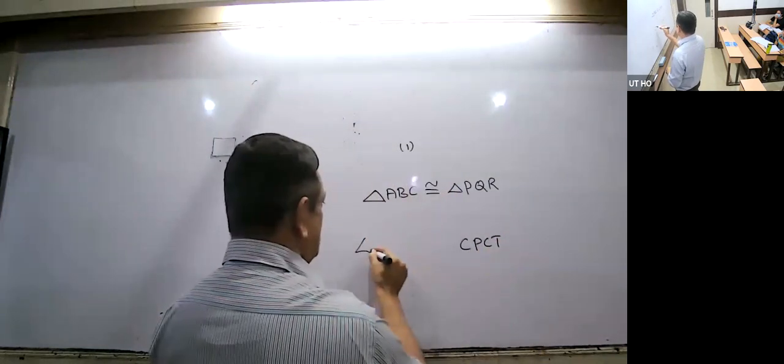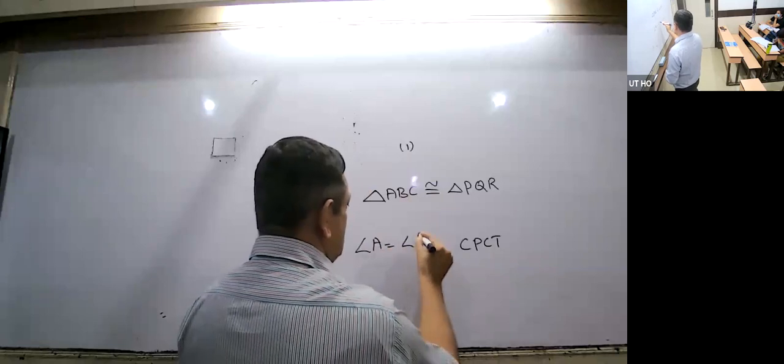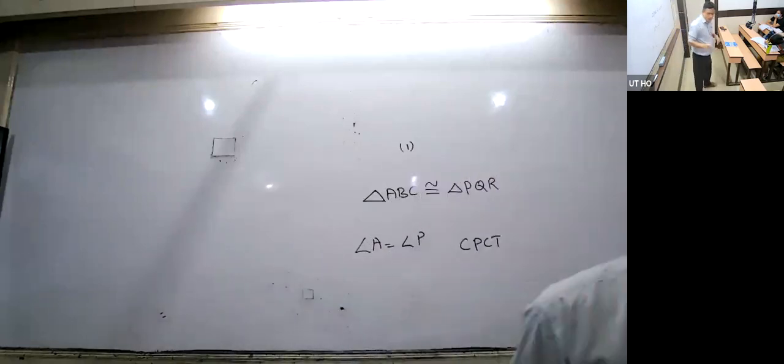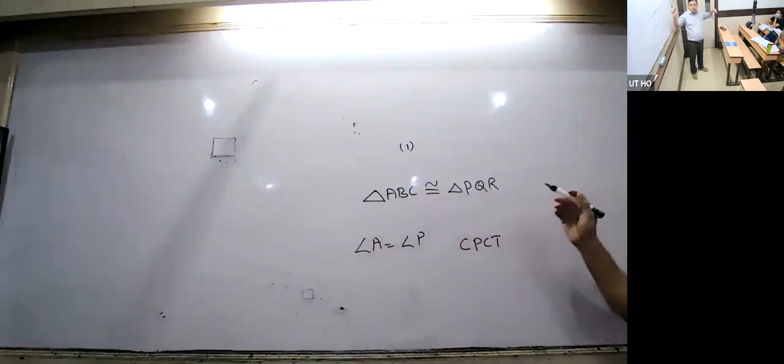Yes or no? When you write angle A is equal to angle B, what reason did you write? CPCT. After writing this, "given" means given. After proving, we write AB equal to PQ. The reason is CPCT: corresponding parts of congruent triangles.